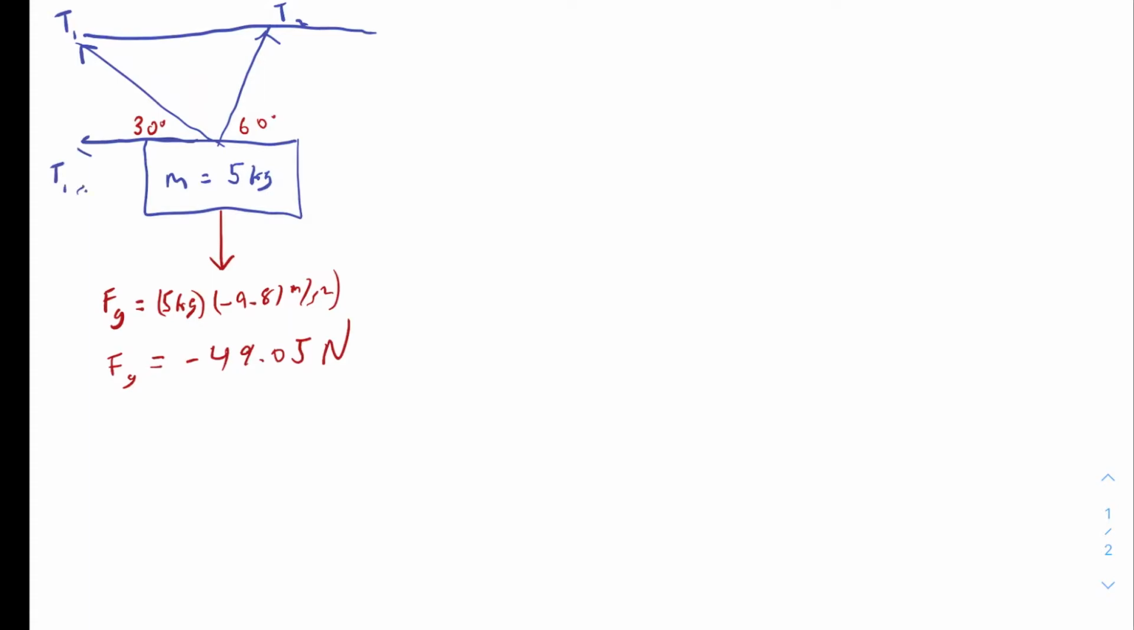Because the box is stationary in both the x and y direction, we know that the sum of forces in each direction will need to equal 0. Now we can see that the only two forces in the x direction are T1x and T2x. We can then write that T1x plus T2x is equal to 0. However, we'll need to write these in terms of T1 and T2 in order to solve for their values later on.